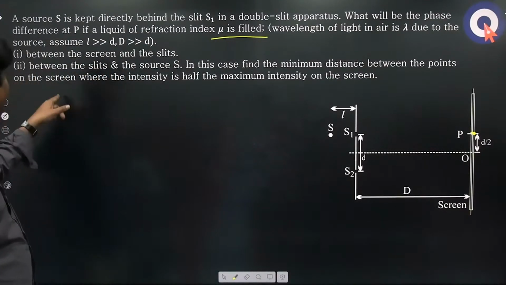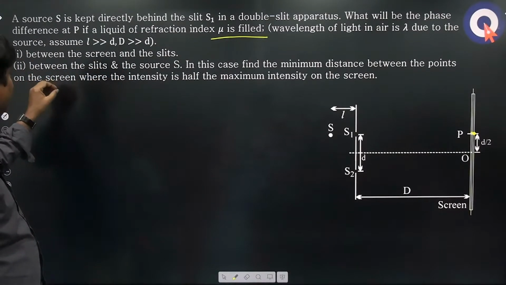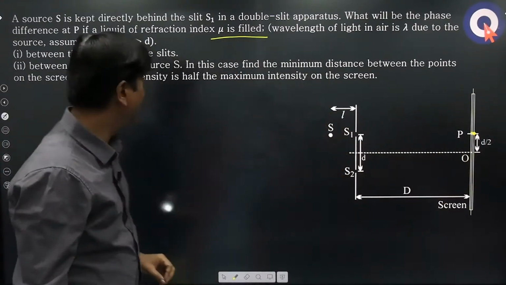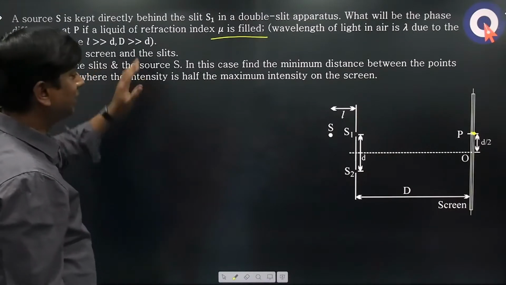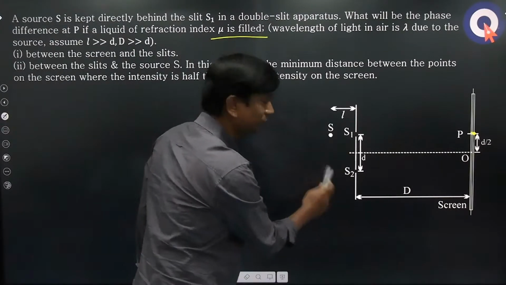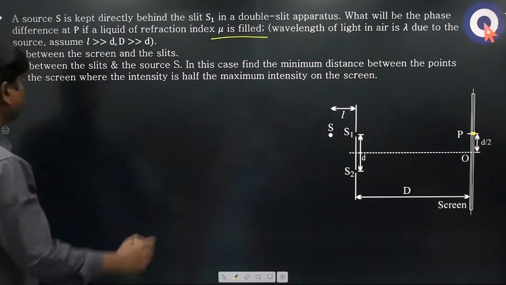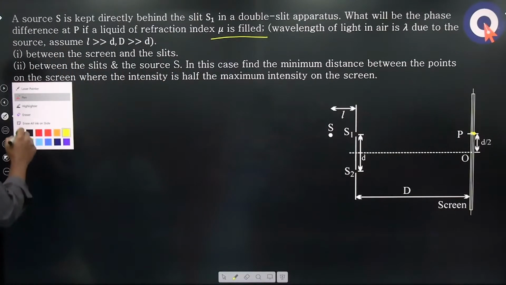And in that second bit, the same liquid is not filled between the slits and the screen, rather it is filled between the slits and the source. So between these two. So two cases, right? We'll solve one by one.